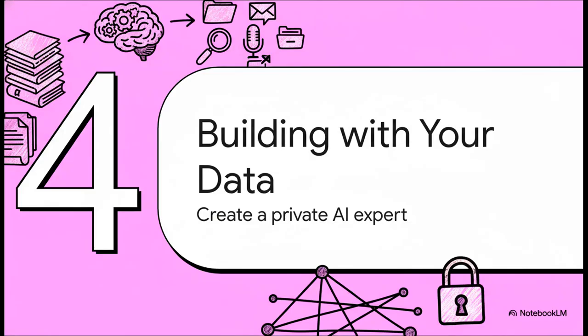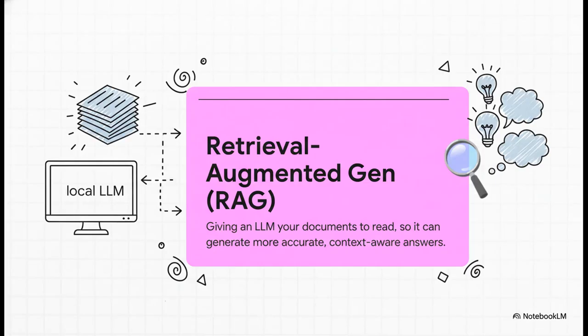Okay, now we get to the next level. What if you want an AI that doesn't just know about the world, but knows about your world? An expert on your company's internal documents, or your research papers, or just your project notes. The magic that makes this happen is a technique called Retrieval Augmented Generation, or RAG for short. Now, it sounds super complex, but the idea is actually brilliantly simple. You're basically letting the AI do open book research on your documents before it answers any of your questions.